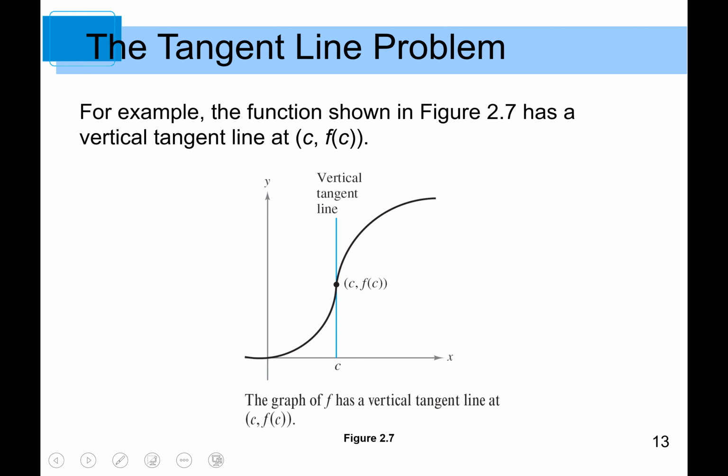So let's take a look at the example, right? The function shown below has a vertical tangent line at c, f of c. So this is a typical vertical tangent line. Basically, it's just a vertical line, right? But it's a tangent to the graph at that point. So the graph of f has a vertical tangent line at c, f of c.